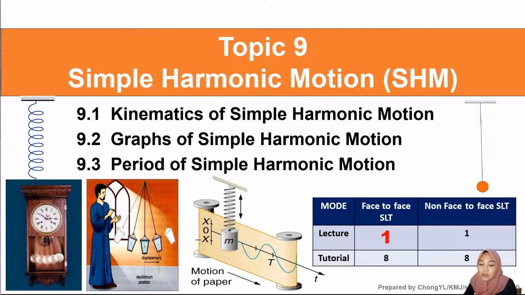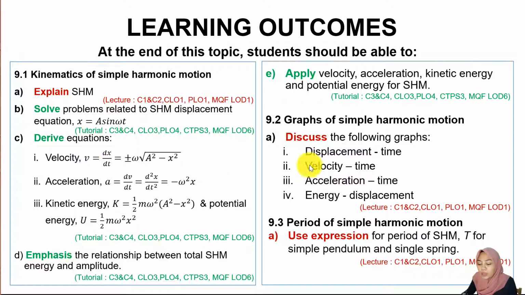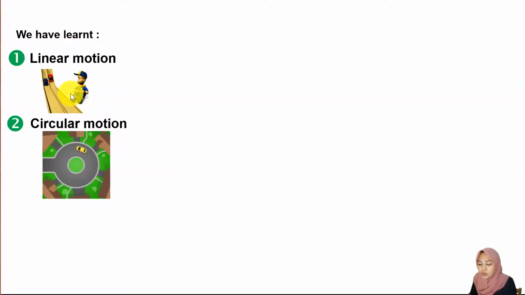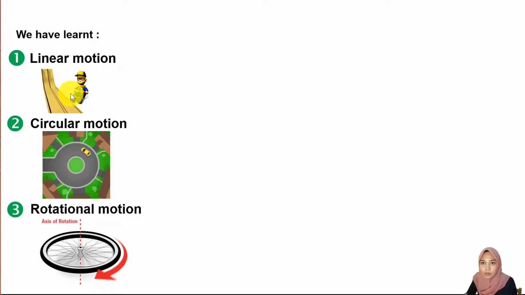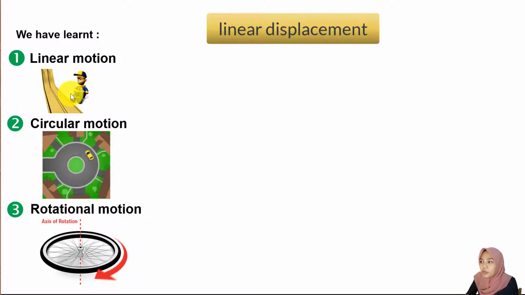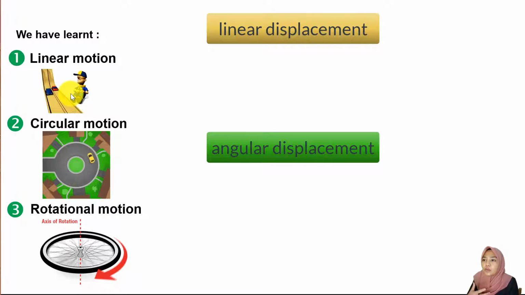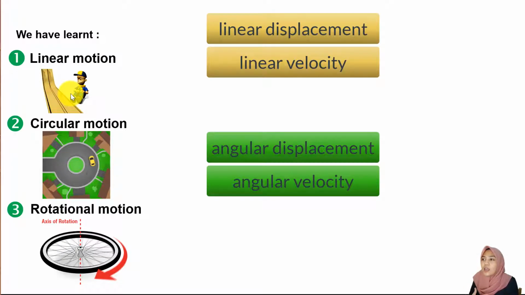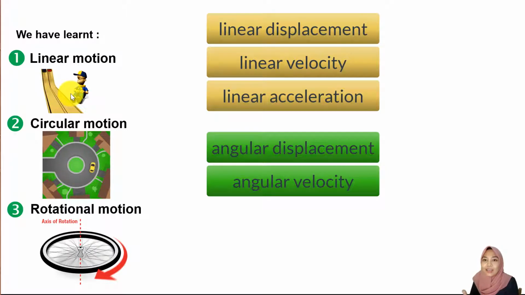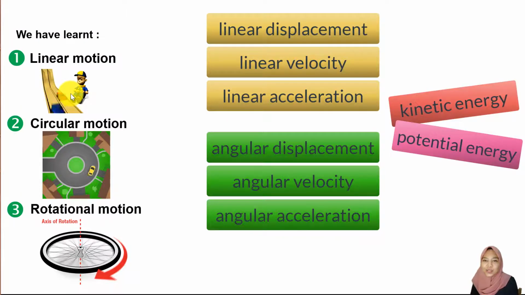Hi everyone, in this video I'm going to start with 9.1, kinematics of simple harmonic motion. I'll be explaining what simple harmonic motion is and all the characteristics involved in SHM. We have learned previously about the kinematics of linear motion, circular motion and rotational motion. When it comes to kinematics, we are talking about displacement, linear and angular, velocity, linear and angular, and acceleration, linear and angular, and also all the energies involved.